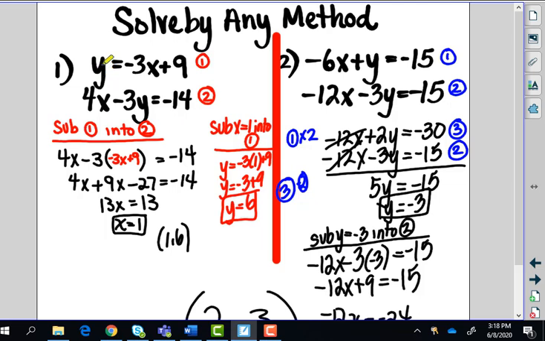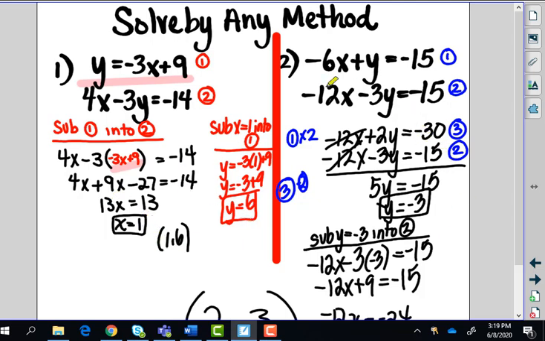What I like about this one is the y is already by itself. So I would use substitution method. Like this y is already by itself right here. So in the second equation, I would substitute the first equation into the second equation. Wherever there's a y, I put in this negative 3x plus 9. There's only x's, so I solve for x. Then I solve for y.